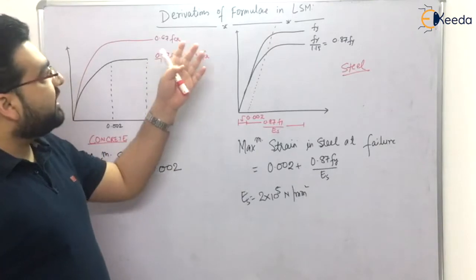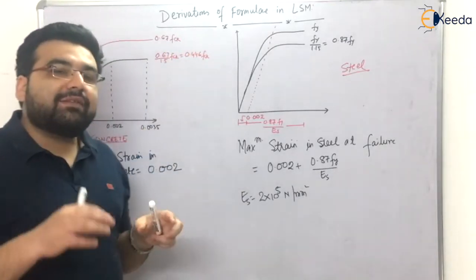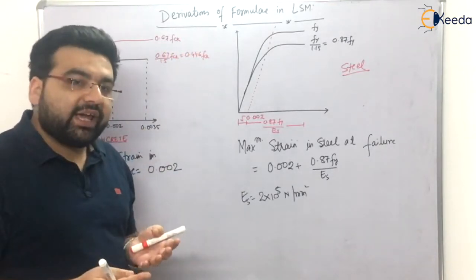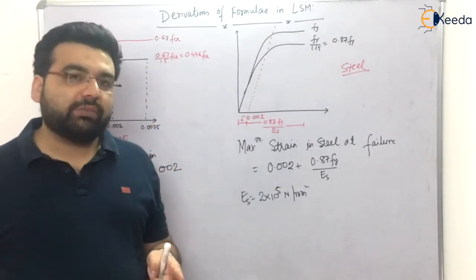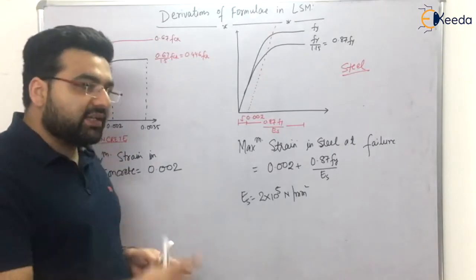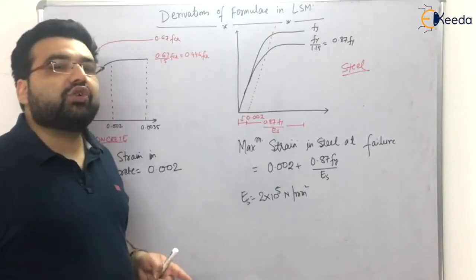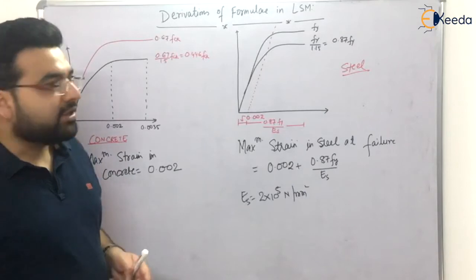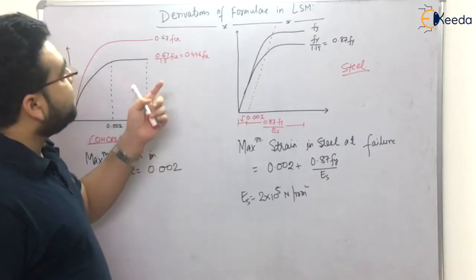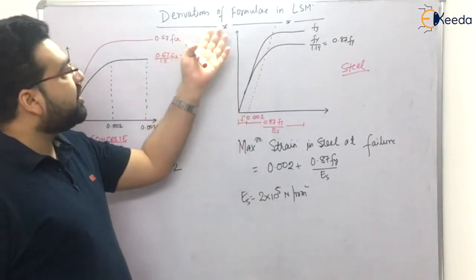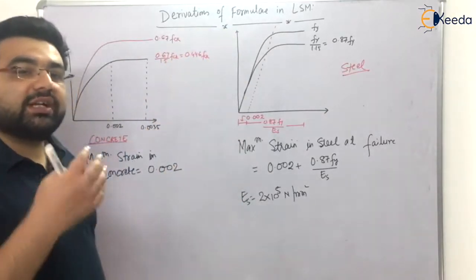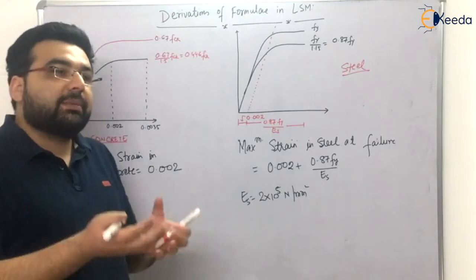But in this case, the derivations of formula in LSM, I will be telling you about the basics. Okay, I will not be taking a concept of singly reinforced beam and deriving all the formulae. That we will be discussing in detail when I will be teaching you about the design of beams, right? So in this chapter, we will be discussing the basics of derivations of formula in LSM, right? How the derivations are done in LSM. So what is the basic concept?